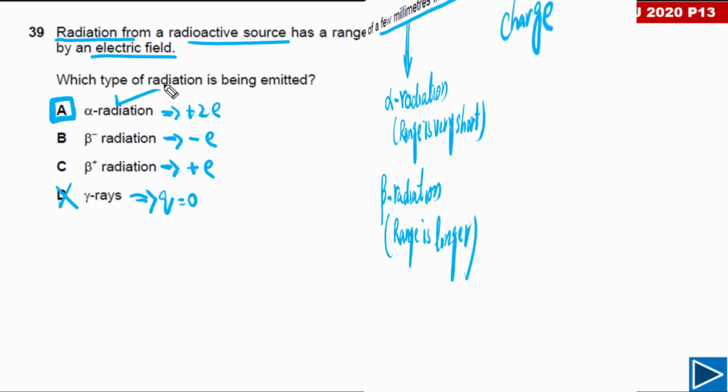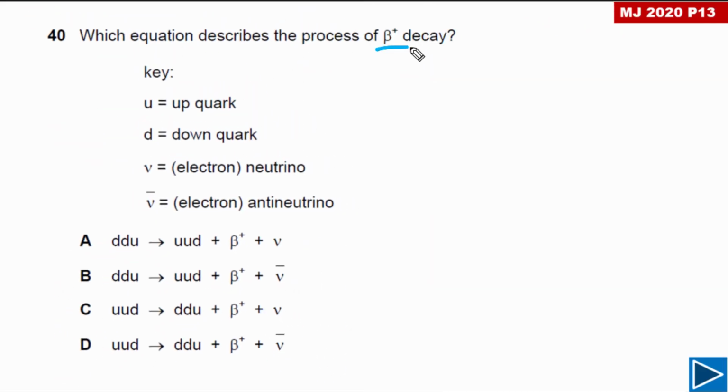So that's the answer. Question number 40 is all about beta plus decay. In order to answer this question, we need to understand beta plus decay. First of all, let's try to understand what is beta plus decay. Let's try to write down the equation for beta plus decay.